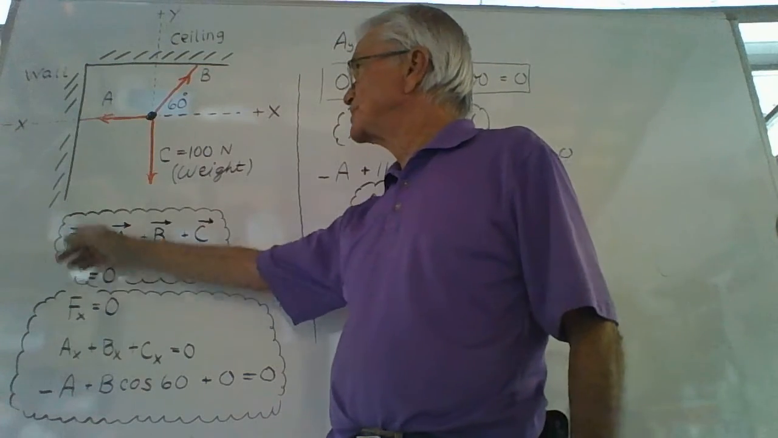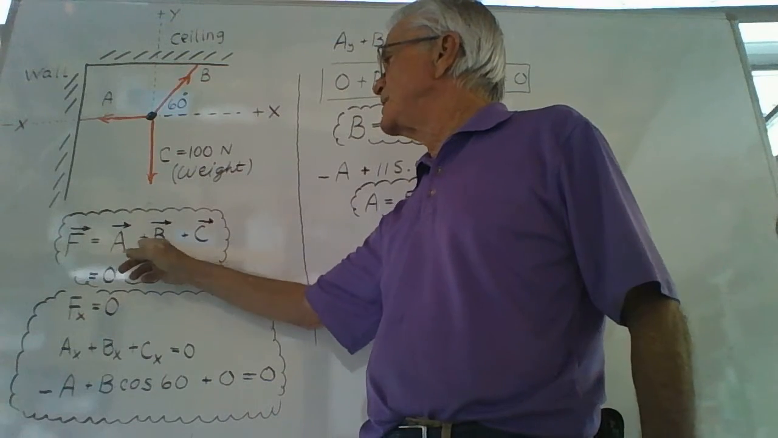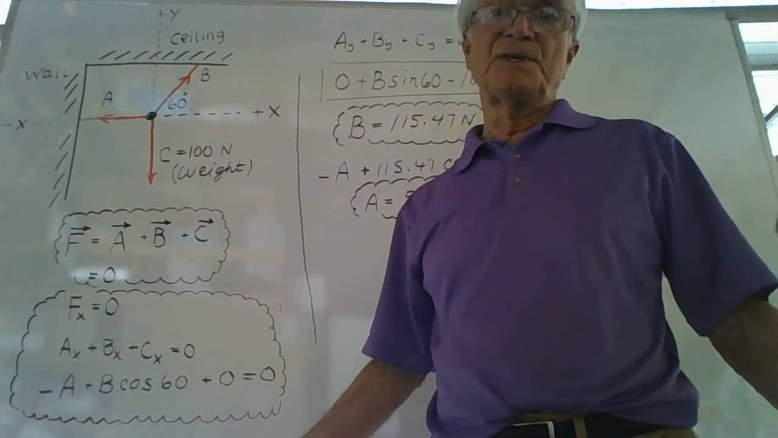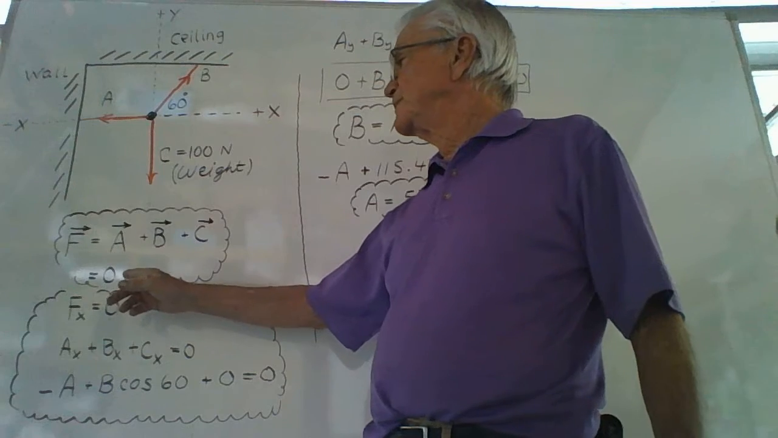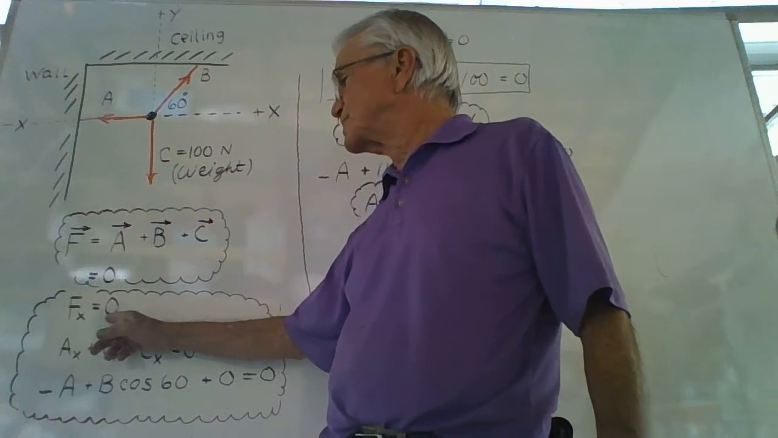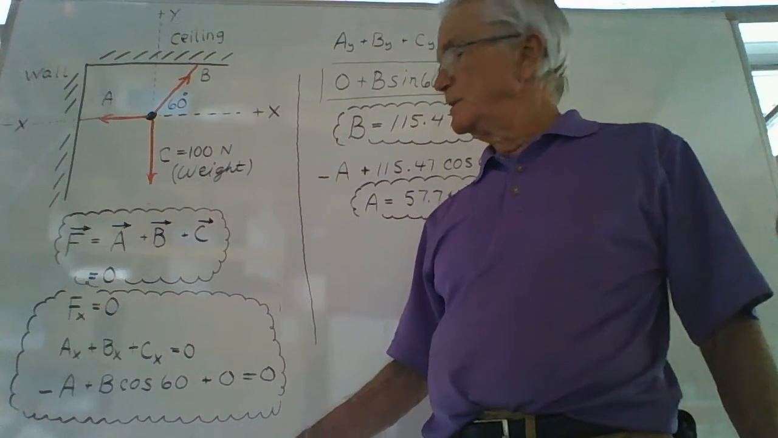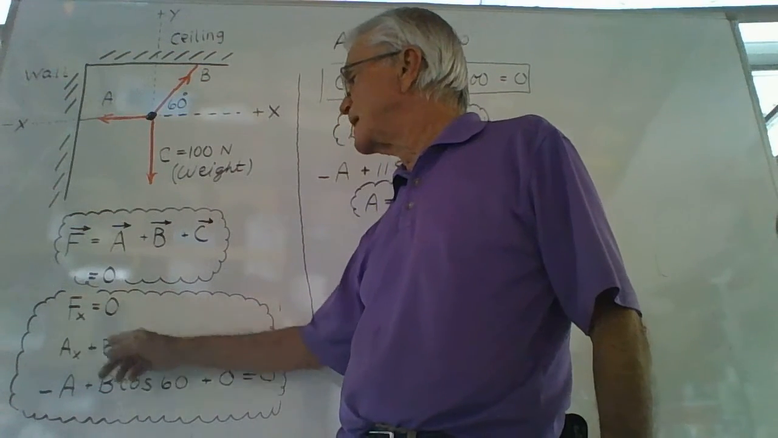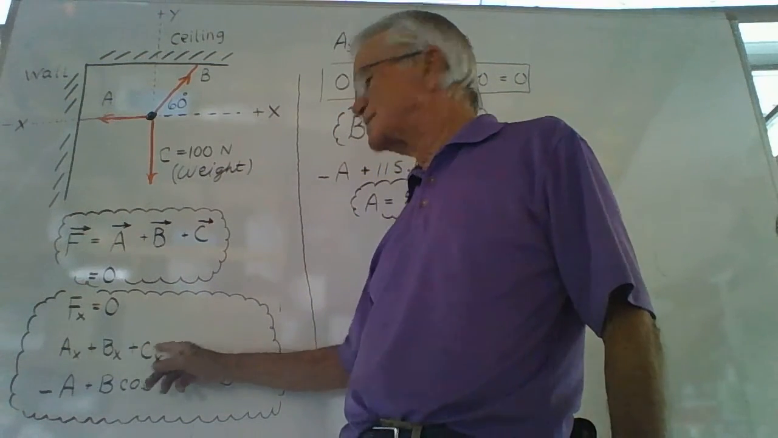The total force acting on that object, symbolized as F, is a sum of the three vectors A, B, and C. That sum is zero. Because the object is not accelerating, the net force is zero. Well, if any vector is zero, then its x component is zero, and its y component is zero as well. From this statement here, that the x component of the total force is zero, we have the fact that A sub x plus B sub x plus C sub x is zero.